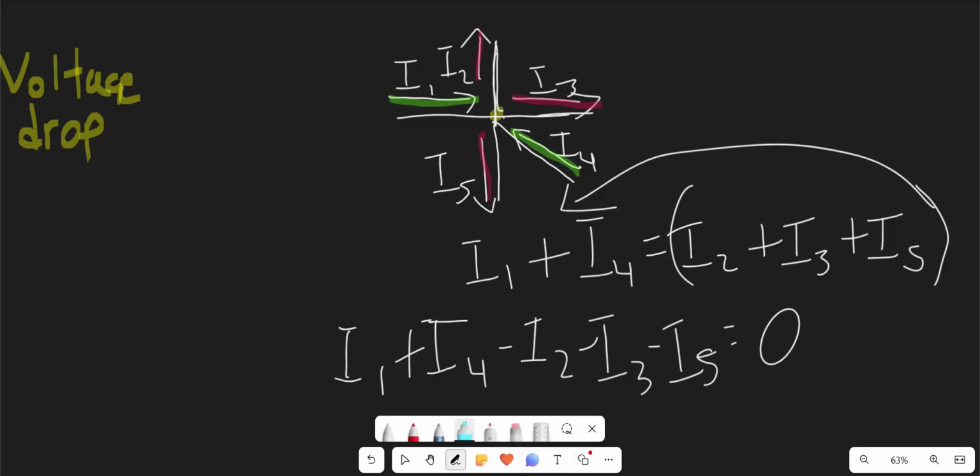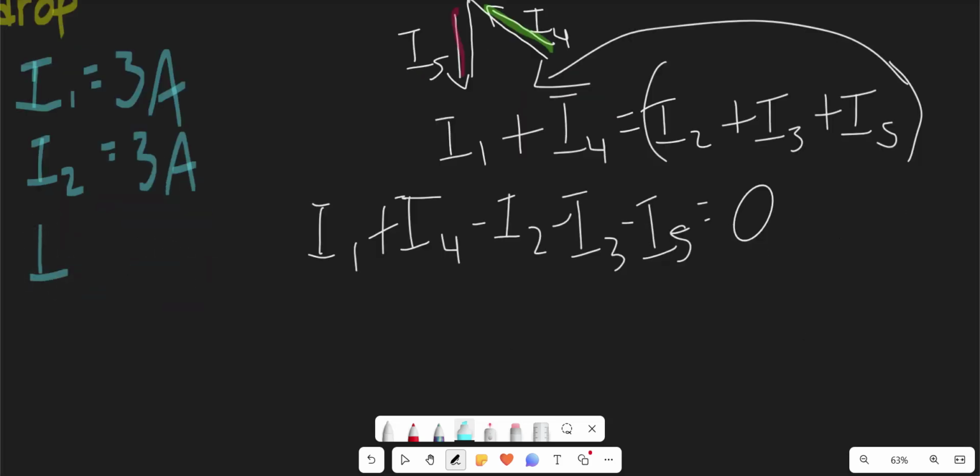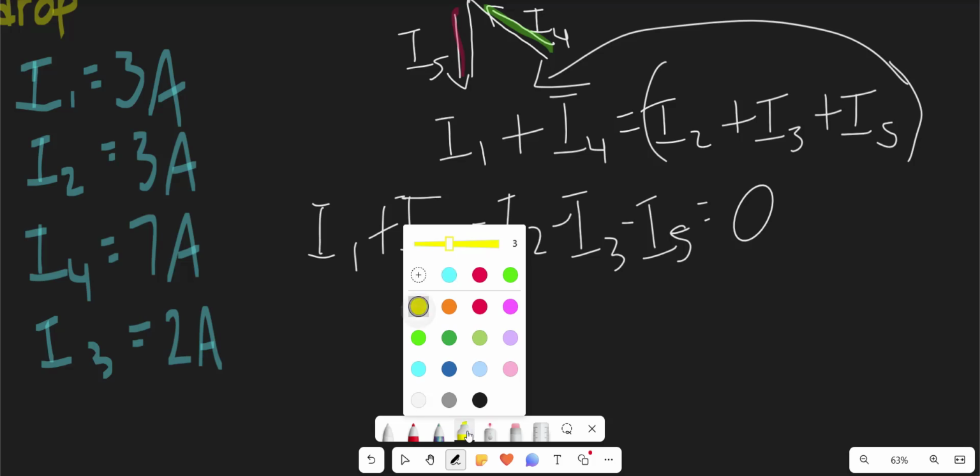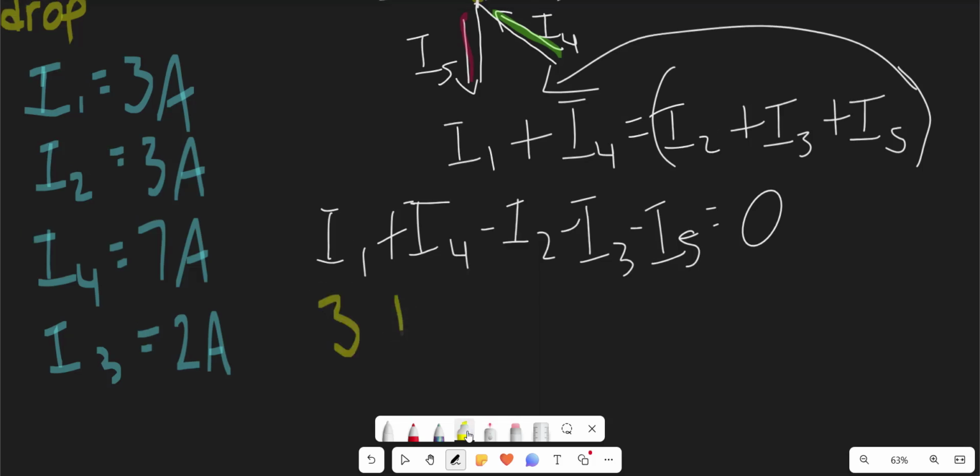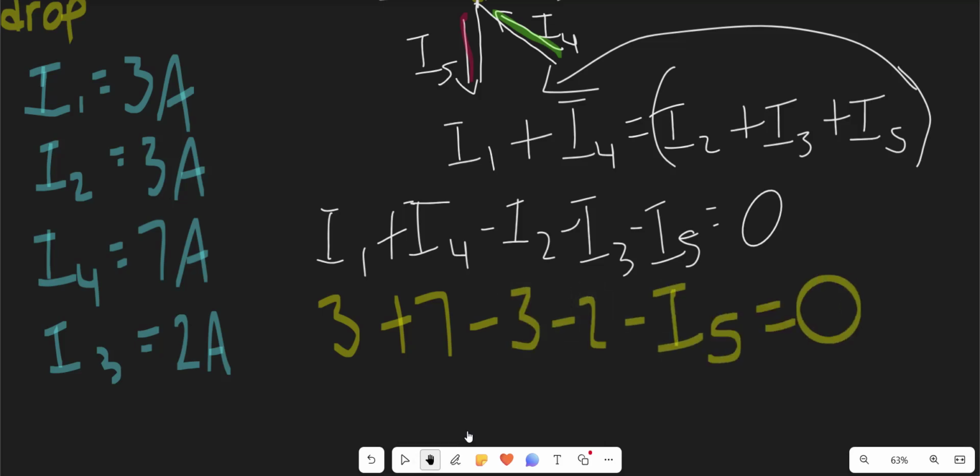So if we're given that I1 is 3 amps and I2 is also 3 amps and I4 is 7 amps and I3 is 2 amps, then using this information, how would you solve for I5? Well, as you might guess, this is just simple algebra. You just plug in what you have. So we know I1 is 3, I4 is 7, I2 is 3, and I3 is 2, and we're solving for I5.